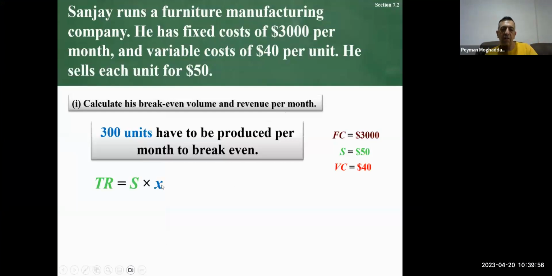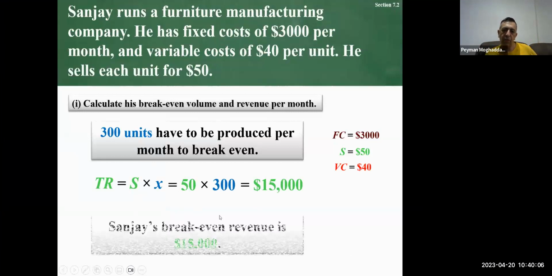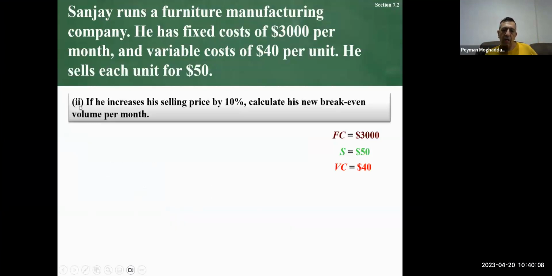And the revenue, as I said, is 300 units multiplied by the selling price of $50, which is $15,000 total revenue. All right, let's do another example. There's another question for this: if he increased his selling price by 10%, calculate his new break-even point volume per month.